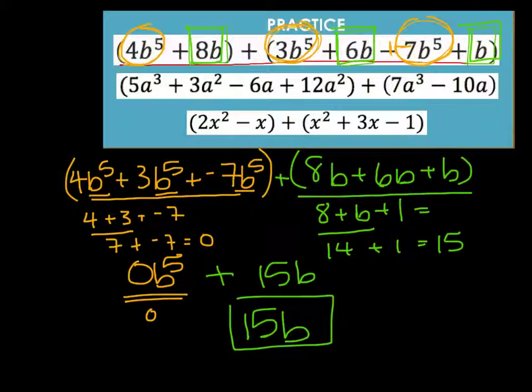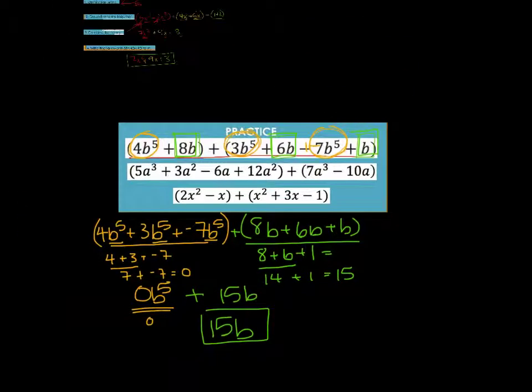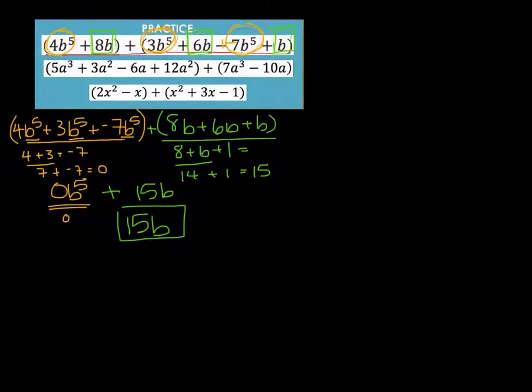Let me find some space to do another one. Let's do this 5a to the 3rd. So we have 5a to the third plus 3a squared minus 6a plus 12a squared, and that quantity is being added to 7a to the third plus or minus 10a. So let's find our like terms.